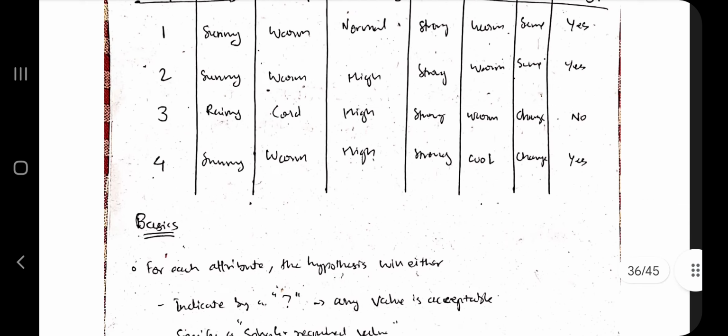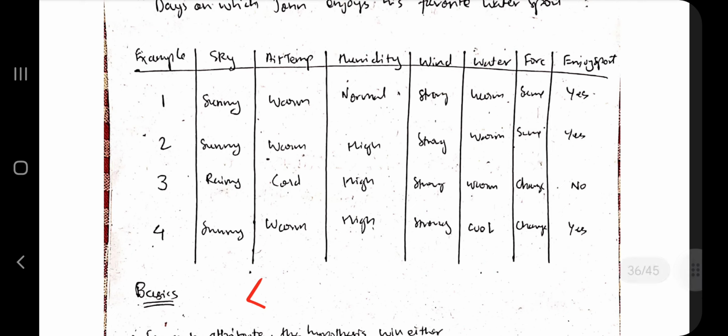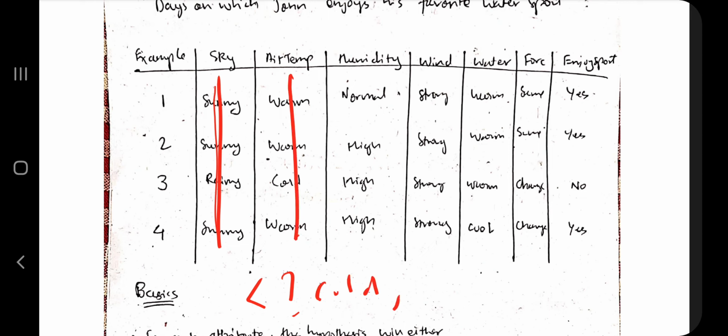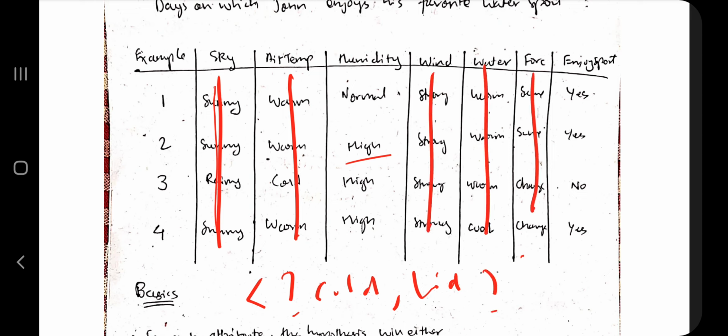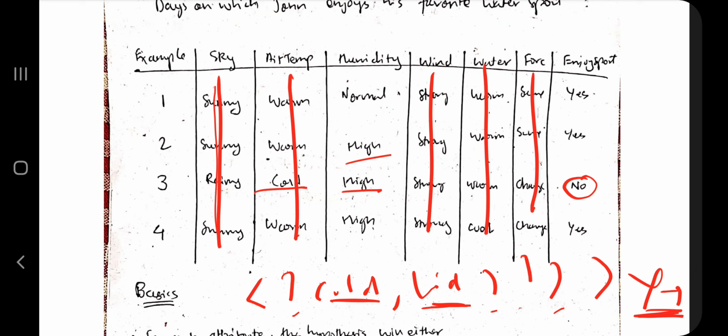Okay, so what will my hypothesis become? I'll express that I have not been given this information, so question mark, it can be anything, but this must be cold only because I have been given cold and high humidity, right? Cold and high. Wind can be anything, water can be anything, forecast can be anything. So question mark, question mark, question mark. Whenever I have cold as well as high, at that time if I get yes, this hypothesis is true, else the hypothesis is not true. In this case, the hypothesis is obviously not true because here I've got no, right?